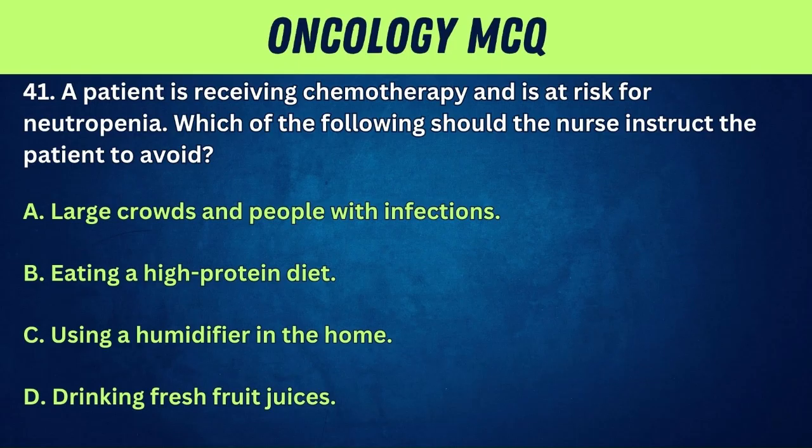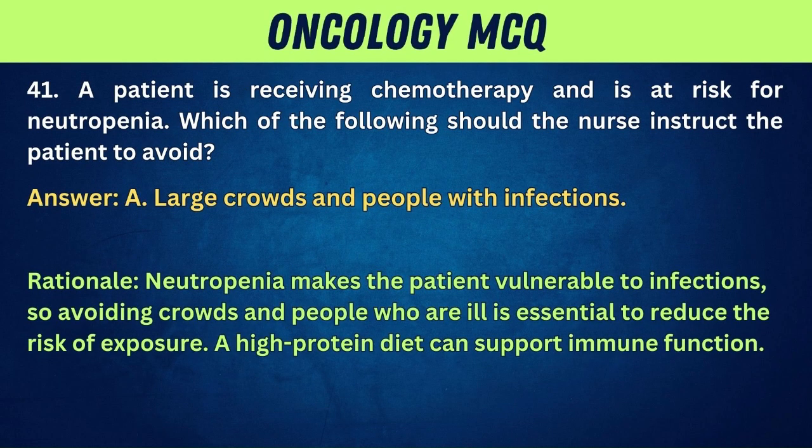A. Large crowds and people with infections. B. Eating a high-protein diet. C. Using a humidifier in the home. D. Drinking fresh fruit juices. Answer: A. Large crowds and people with infections.